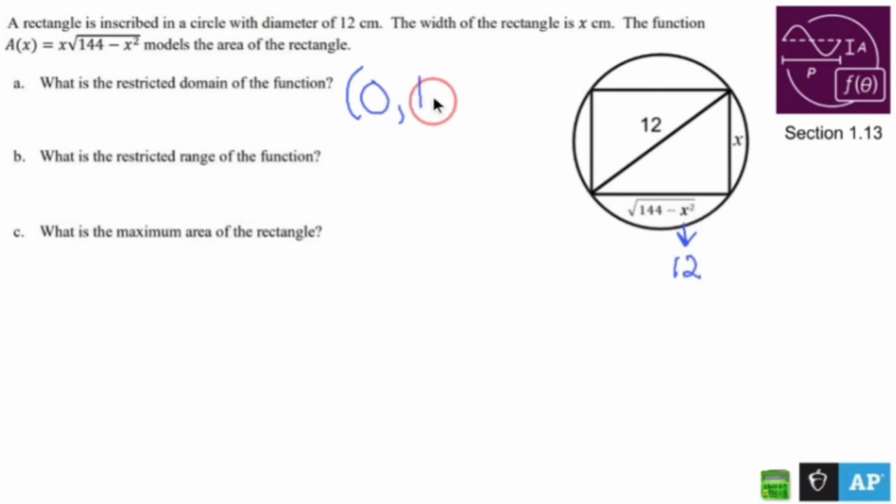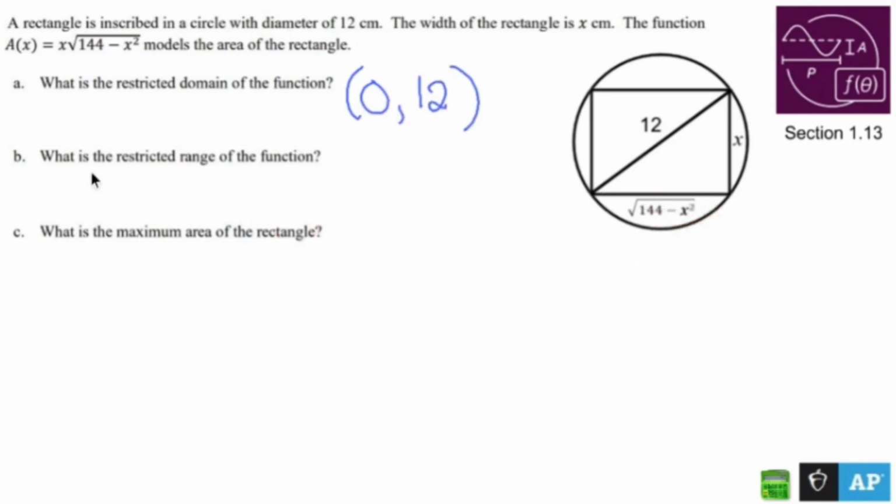So does that mean 12, put a little bracket there, is going to be the absolute largest number that I can plug in? No. I'm not allowed to plug in 12. I'm allowed to plug in 11.99999, but if I plug in 12, then all of a sudden I'm saying I have a right triangle with a hypotenuse of 12 and a leg of 12, and geometry says that's against the law. So my restricted domain is everything from 0 to 12, not including 0, not including 12.